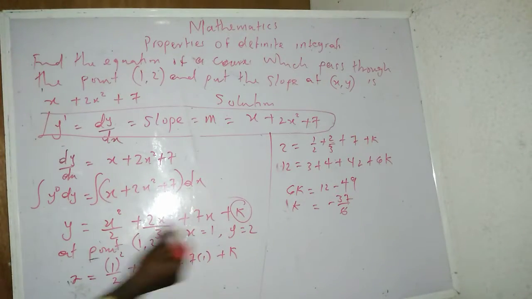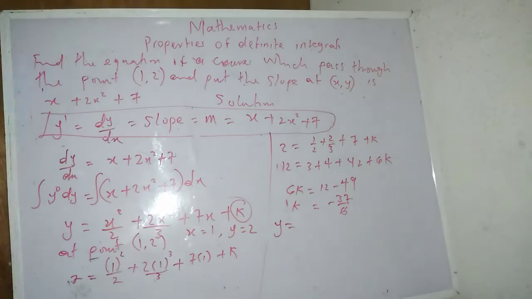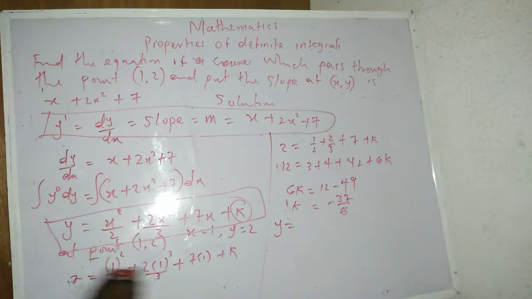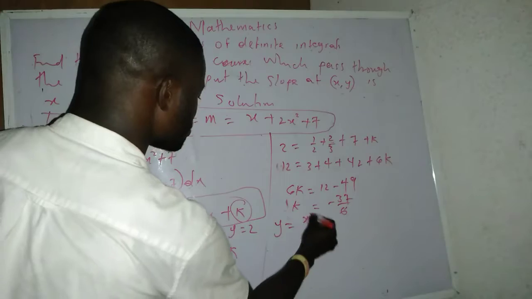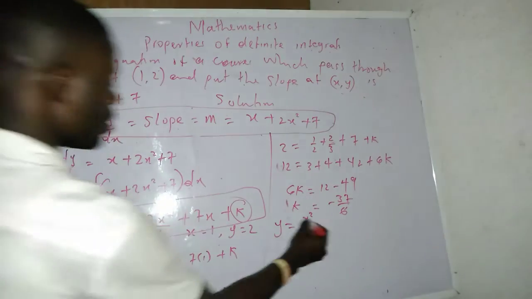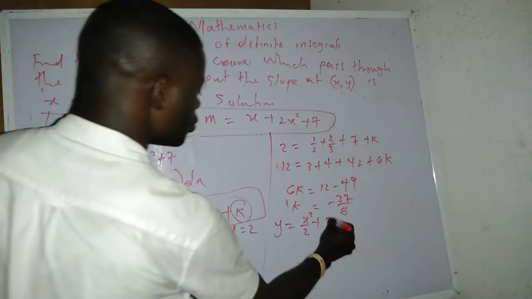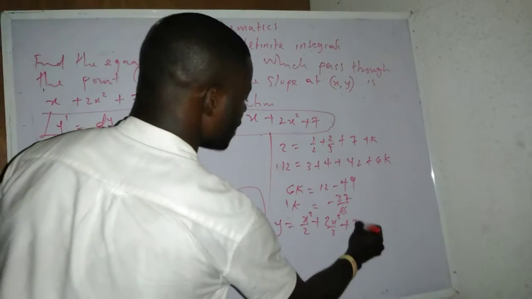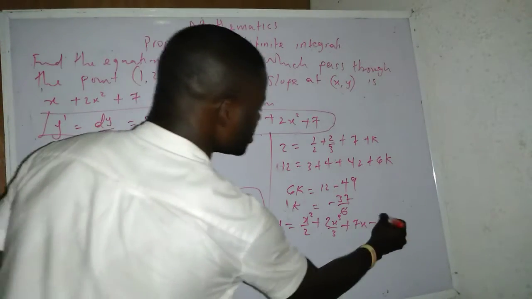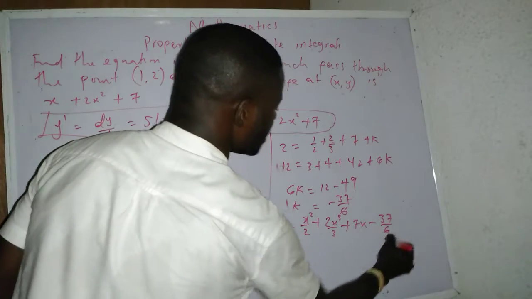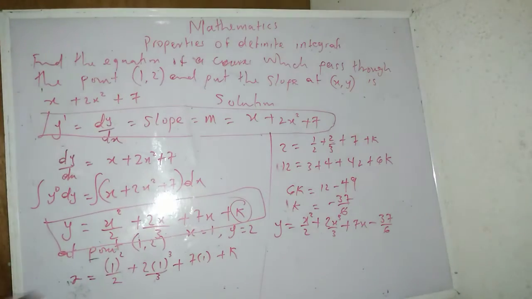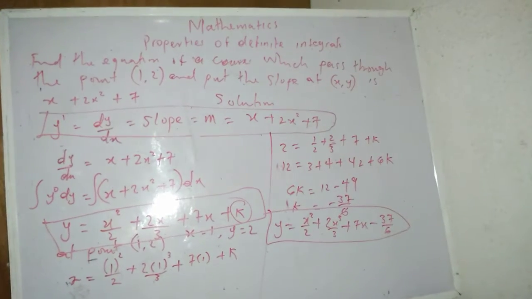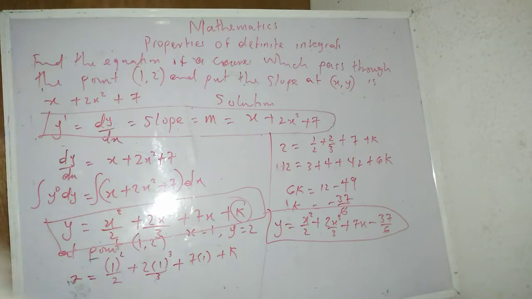Now, my real equation that I'm looking for, my y will now be equal to, back to here: y equals x squared all over 2 plus 2x cubed all over 3 plus 7x minus 37 all over 6. That is my final answer. That is the equation I'm looking for. Now, let's go to the properties.